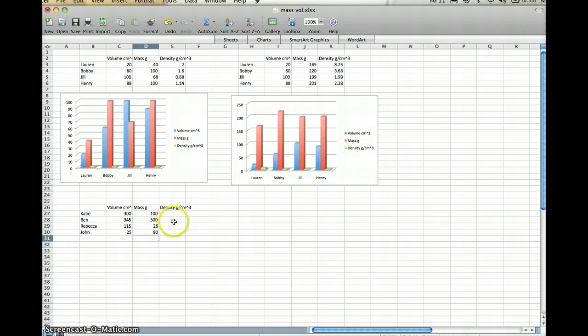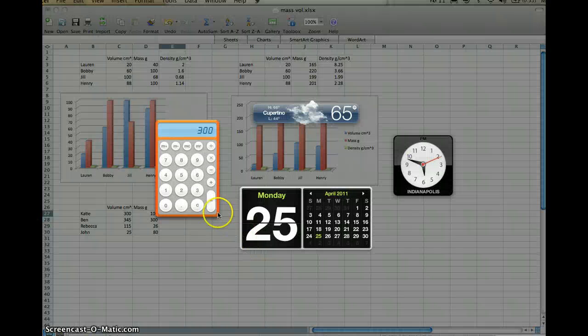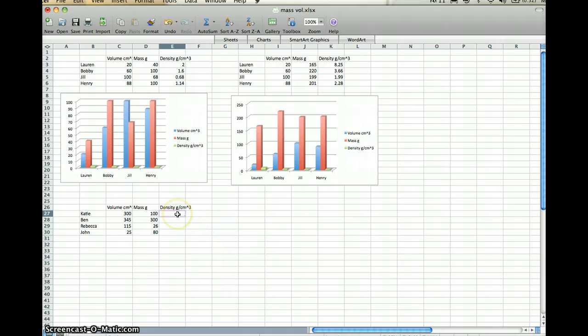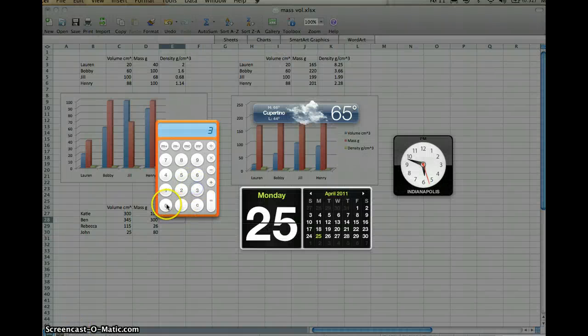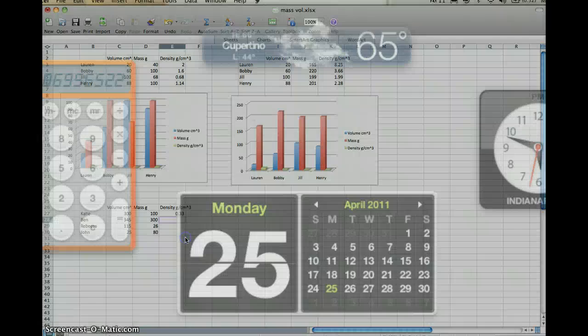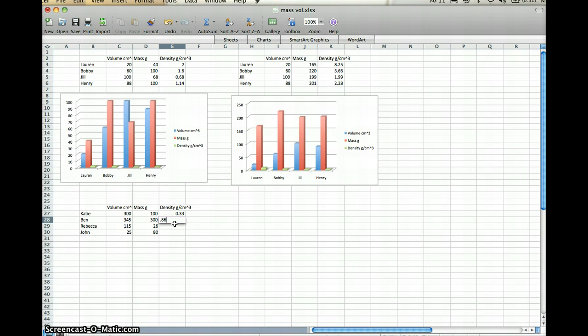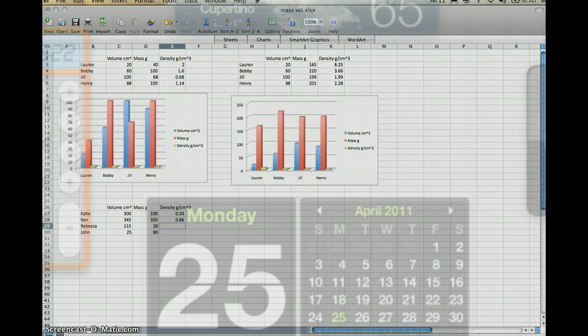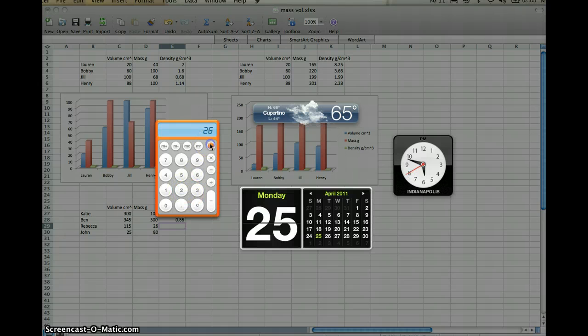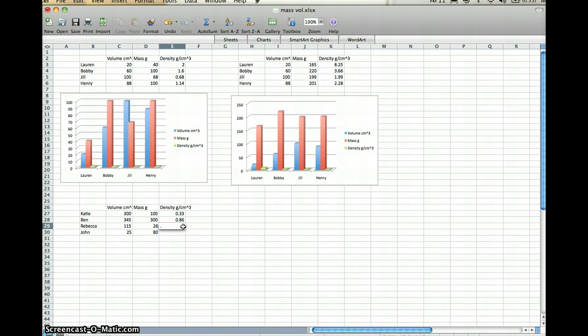So now, to find the density right here, you'll do 100 divided by 300, which is 0.33. So that means your answer is 0.33. If you come to the next one, we have 300 divided by 345 to find the density, and that's 0.86. The next one will be very small density. It's 26 divided by 115. That's 0.22 grams per centimeter.